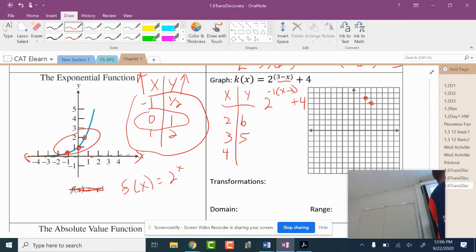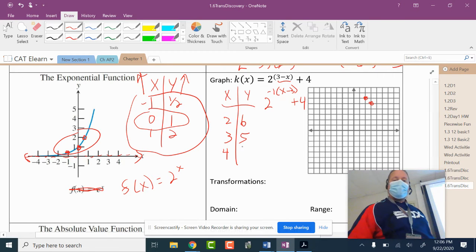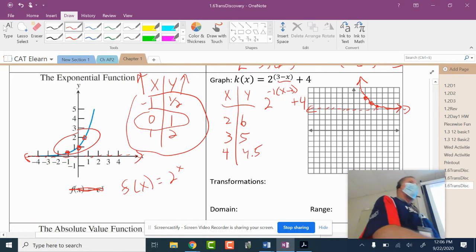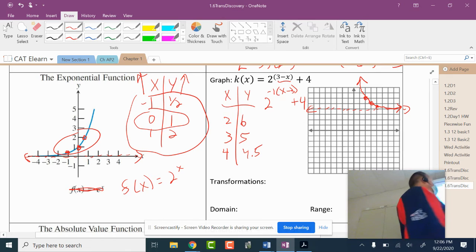4. 3 minus 4 is negative 1. 2 to the negative first is a half. 1/2 plus 4 is 4.5. Okay. Now we start getting that approaching behavior. And now I get it. If the parent function has an asymptote at y equals 0, then for this new function, the asymptote was moved up to 4. And now I see that the graph is going in a different direction.